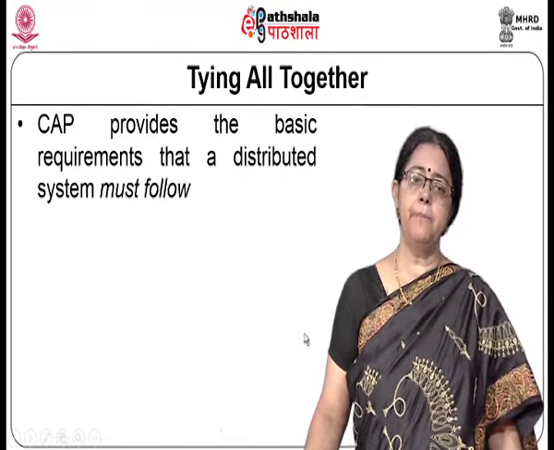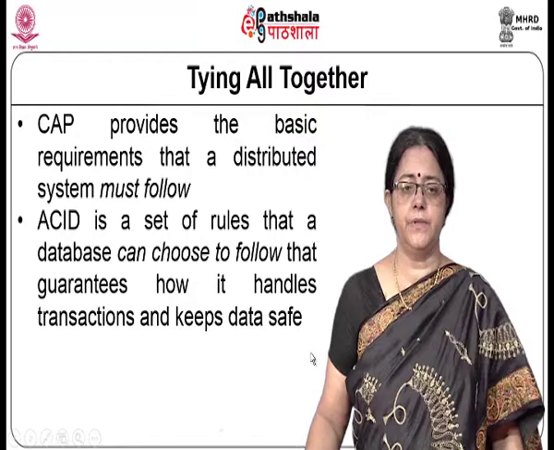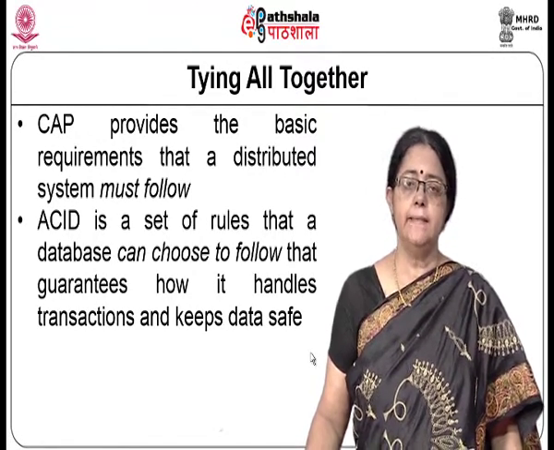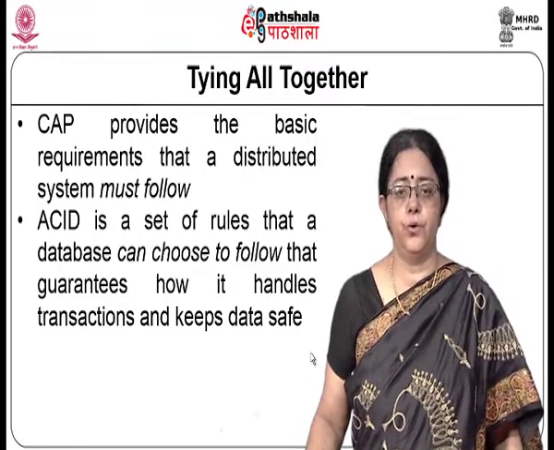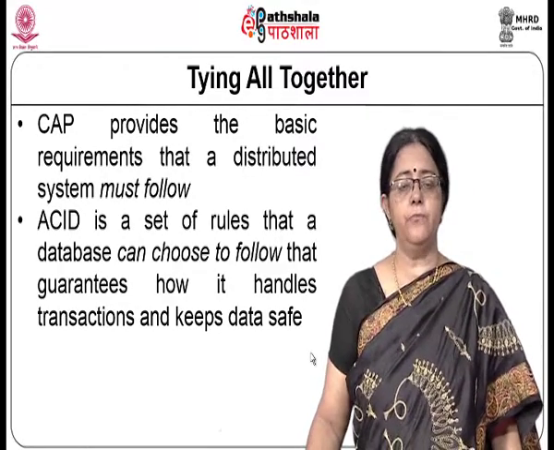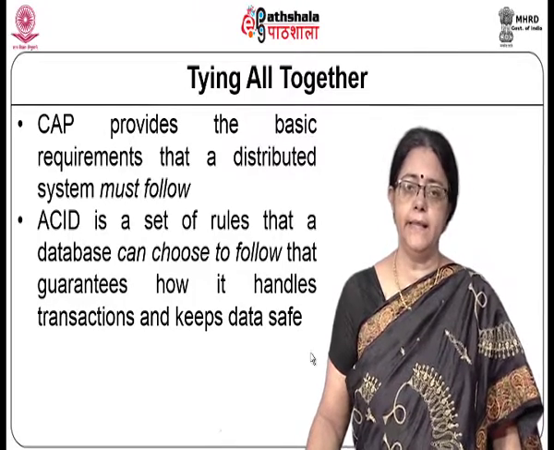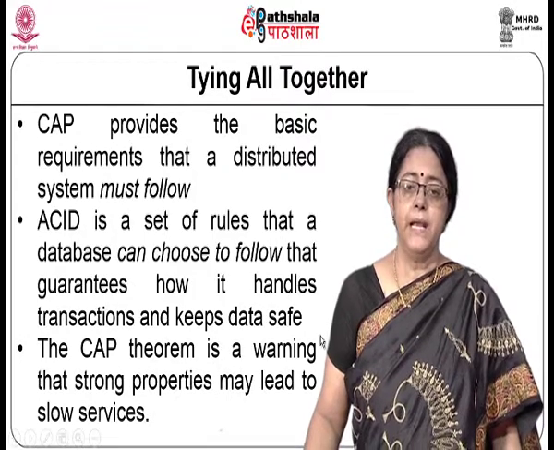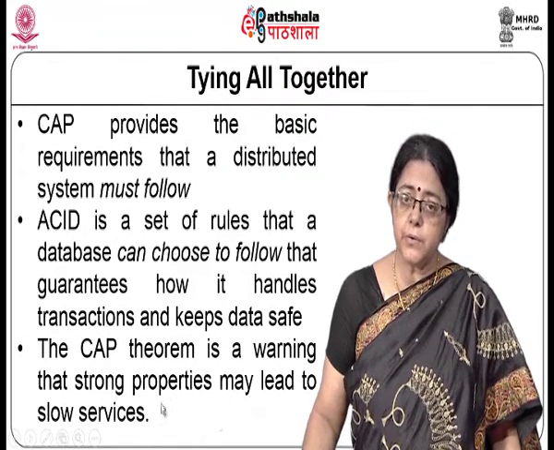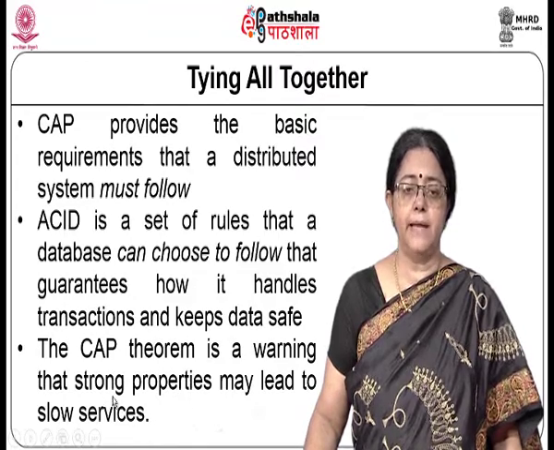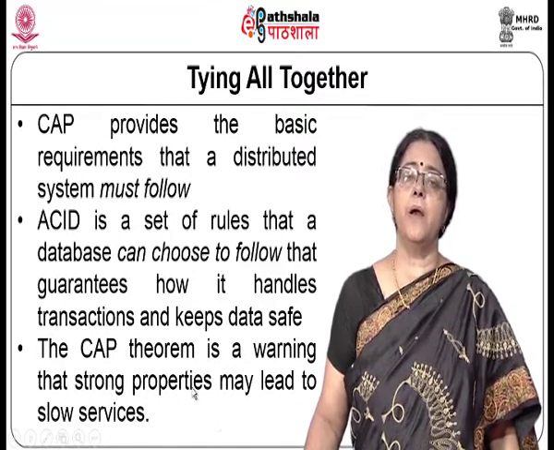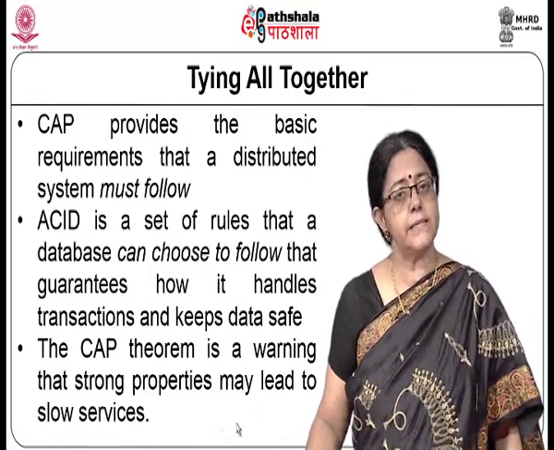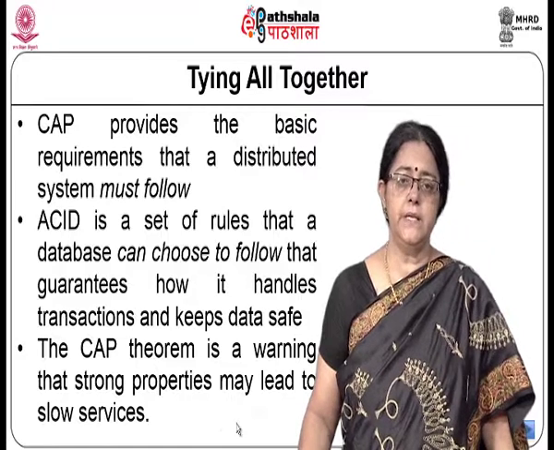So, if we tie all these together, what we obtain is that CAP provides the basic requirements of the system. ACID, on the other hand, is a set of rules that the database may choose to follow. In case they choose to follow, they have to give the guarantee that transactions will be handled in a certain fashion. And this Brewer theorem, or the CAP theorem for that matter, is a warning that strong properties like ACID are not desirable in large systems because they will slow down the system.